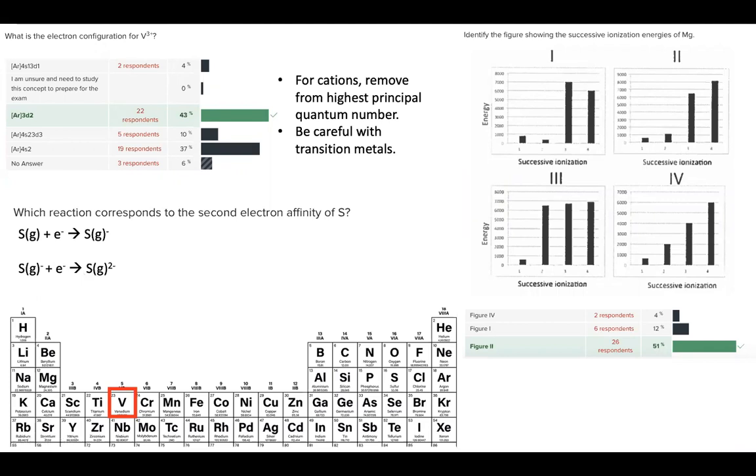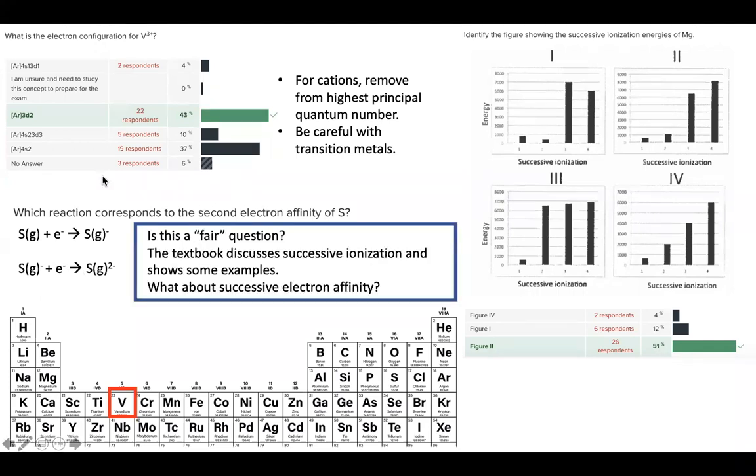Now, I've got a polling question for you on this one. This question right here, I saw it on the practice test. Do you consider that a fair question? The reason I'm asking is the textbook discusses successive ionization energy, and it shows us a few examples of those equations, but it never gives you an example listed for successive electron affinity. So I'm just curious, as a student, do you think that's a fair question or not? The way I'm asking it, successive ionization energy and successive electron affinity are similar. The book does not give you examples for both. Do you think it's a fair question or not?